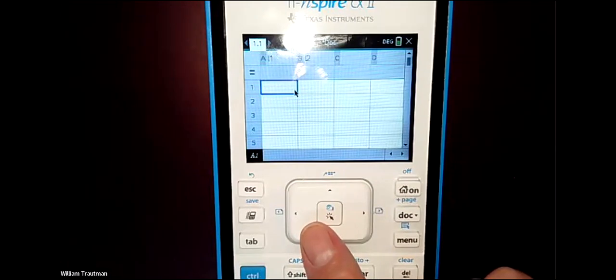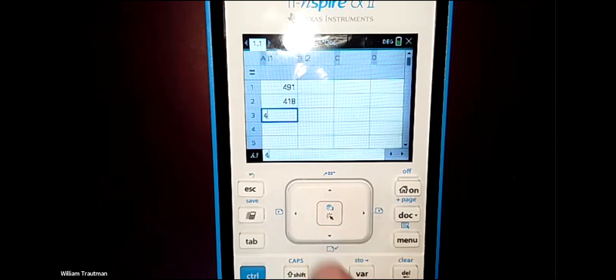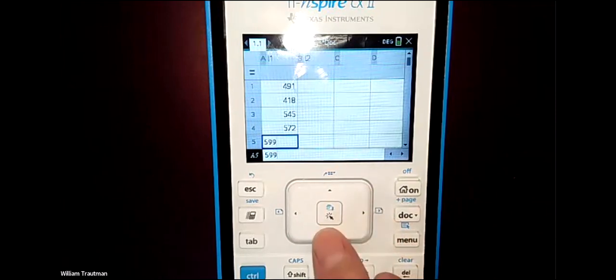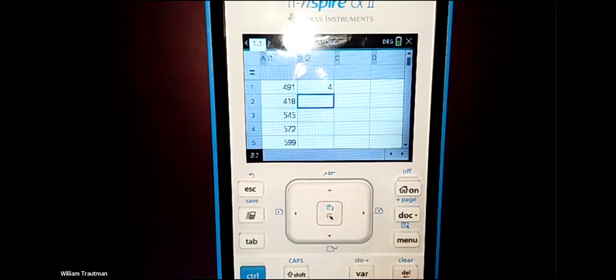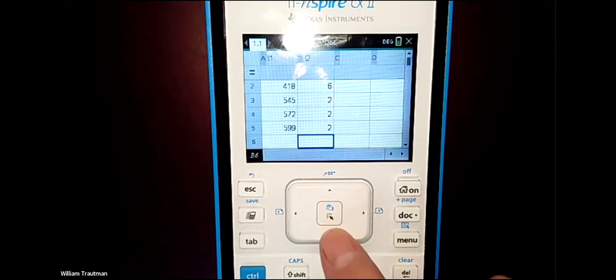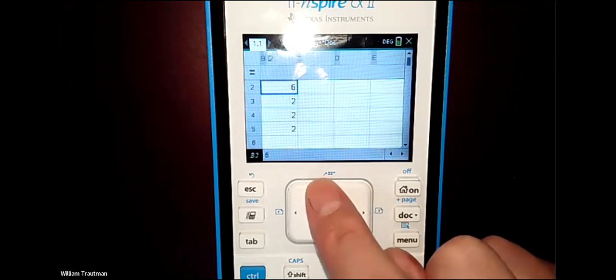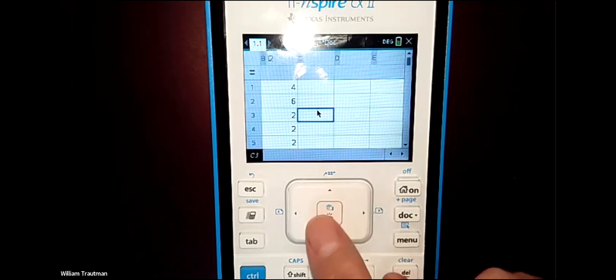You're looking for the midpoints. Remember the midpoints were 491, 518, 545. Let's see what happened there. 572 and 599. And the other side on L2, we wanted the frequency. We have 4, 6, 2, 2, 2. Now we click on anywhere to the right. Doesn't matter. Anywhere to the right.